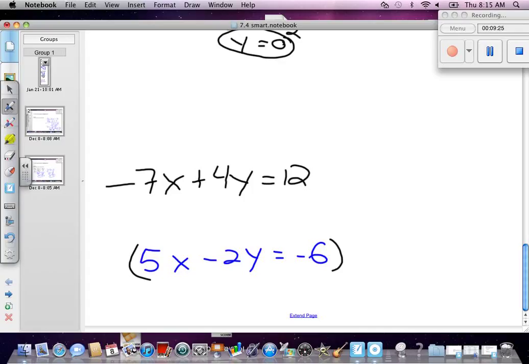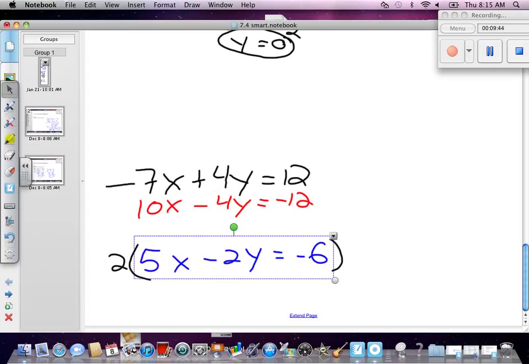Because you want that one to stay negative, right, so that they cancel? So I'm going to multiply it by 2. And I'm going to get 10x minus 4y, that's the one I want because I want it to cancel, equals negative 12.